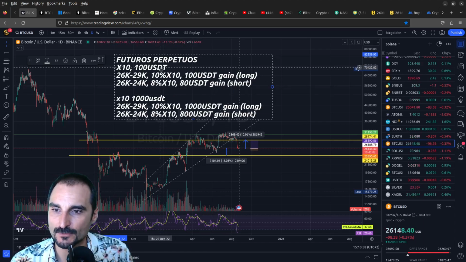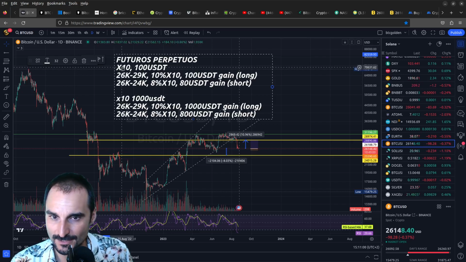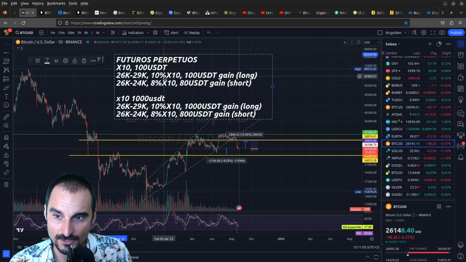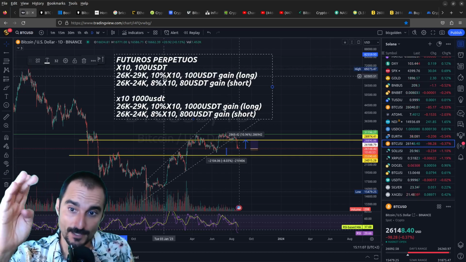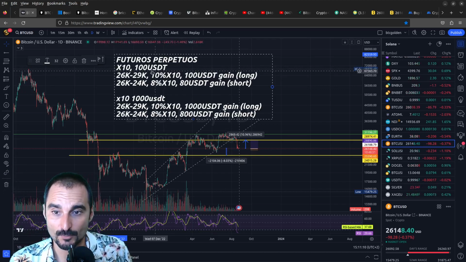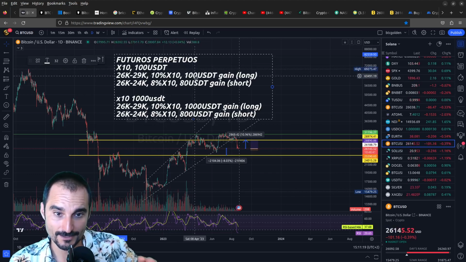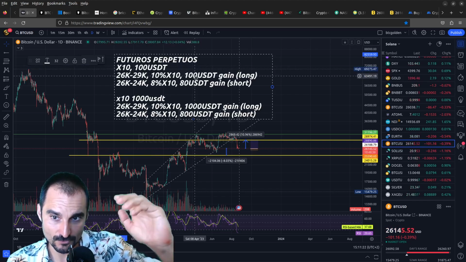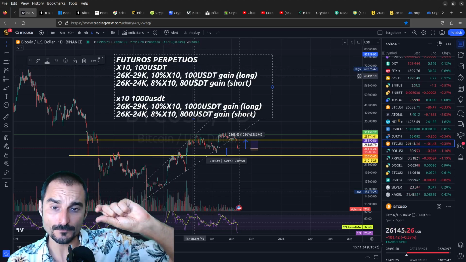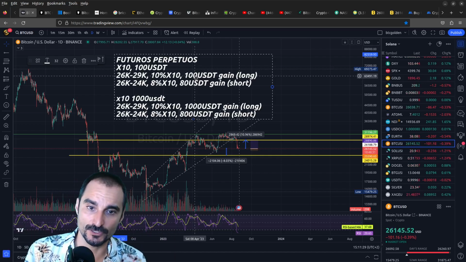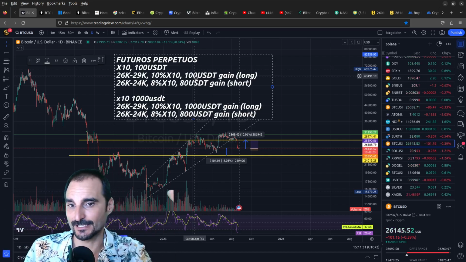Very good. So we imagine that we go with $100 and we are at 10x. Therefore, in the same situation that we have seen in spot, we would earn 10% if the price of Bitcoin went up. So we can multiply that 10% by 10, and then we would earn 100% of the $100. Therefore, we would earn $100. That is to say, if the price of Bitcoin went from 26 to 29, assuming that it is 10%, the output, without counting the commissions, would be $200. We would put in $100, $200 would come out.